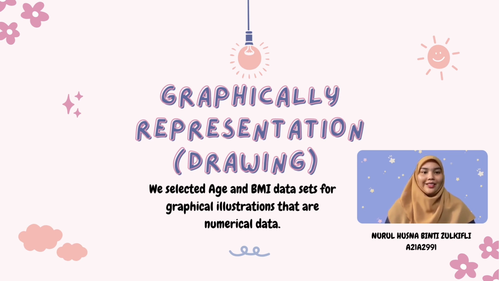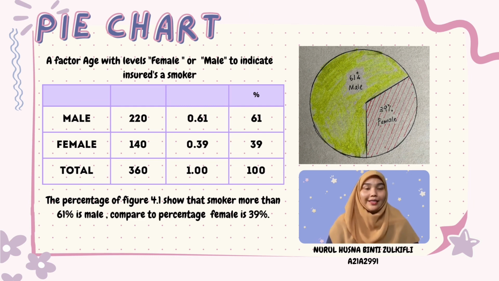There are numerical data. So for the first graph, I choose a pie chart, with the factor sex with the label female or male to indicate insurance smoker. If you can see, the pie chart in figure 4.1 shows that more than 61% of the smokers are male compared to the percentage of female, which is 39%.